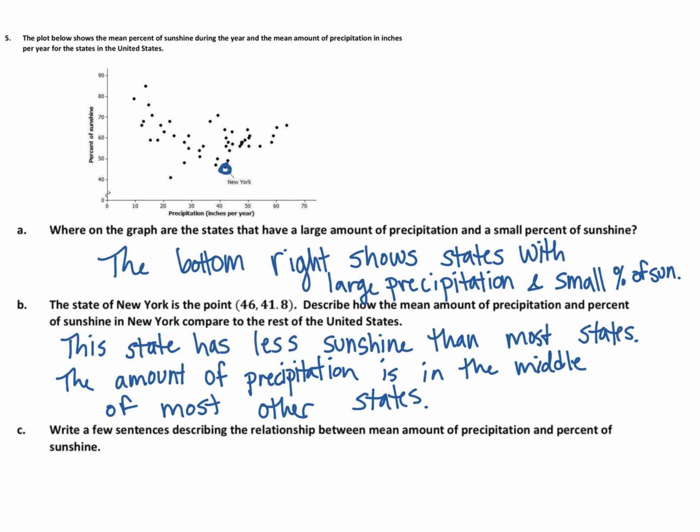Write a few sentences describing the relationship between the mean amount of precipitation and the percent of sunshine. If we were to draw a line through these points, I think the best type of line would be something like this. So we could say this relationship is nonlinear. And we can also say that as the precipitation increases, the percent of sunshine decreases.